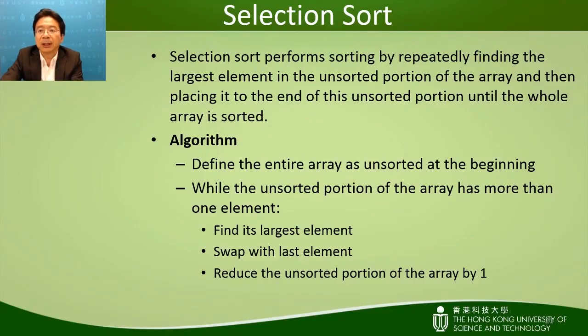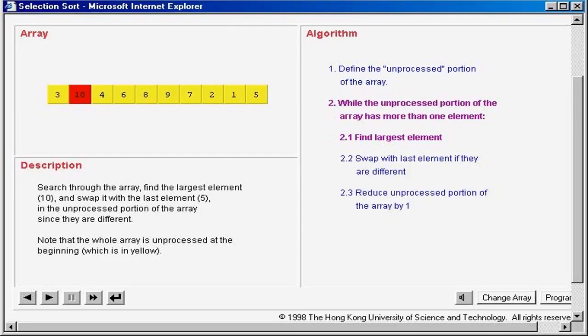To describe the algorithm in algorithmic form, the first step is to set up the entire array as unsorted. The next step is an iterative process that would first find the largest element in the unsorted array, and then swap the largest element with the last element in the unsorted portion of the array. After the swapping, the unsorted portion of the array is reduced by 1. To help you understand how this works, we have created a Java applet that could generate animations to illustrate how the selection sort works. You'll find this Java applet on the course website if you want to play with it.